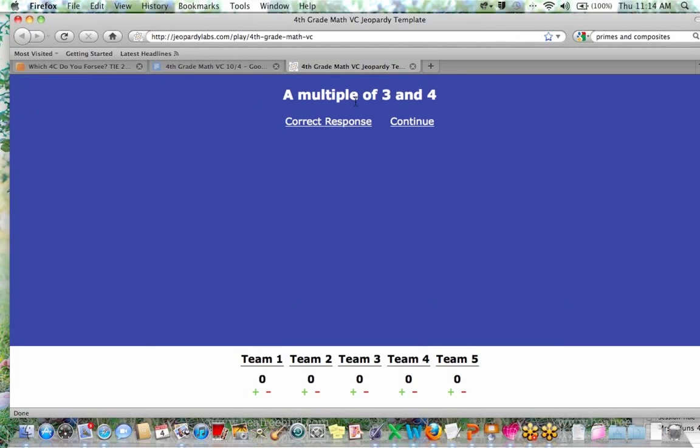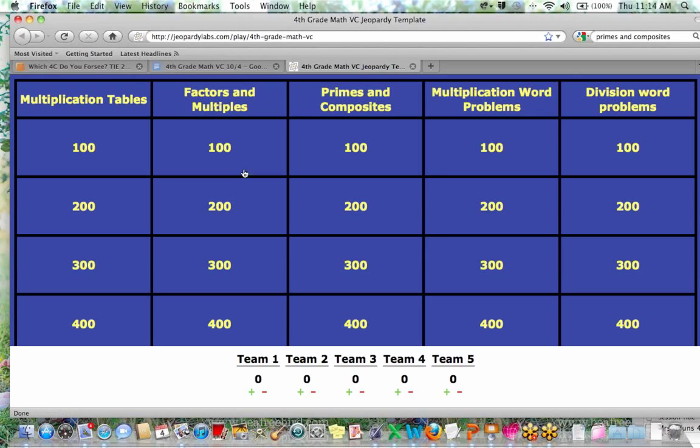And a multiple of 3 and 4. So basically, if I multiplied 3 and 4 together, give me an example of a multiple. It would be 12, right? Yes. And then the factors of 12 are 3 and 4. Okay, so the factors of 12 are 3 and 4, and 12 is the multiple. Okay, so that was just one example. So I won't give anybody any points for that one, but okay.